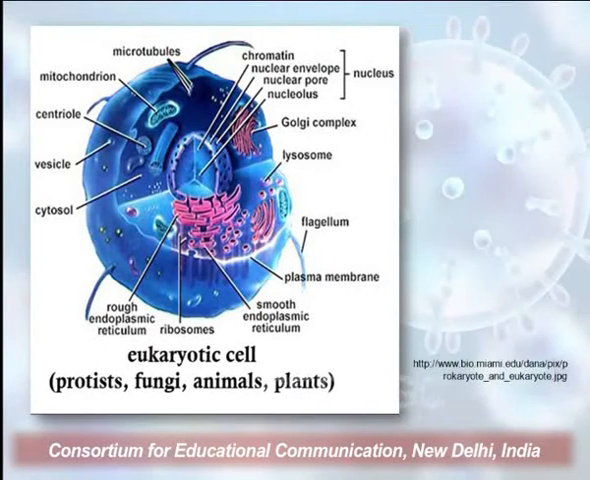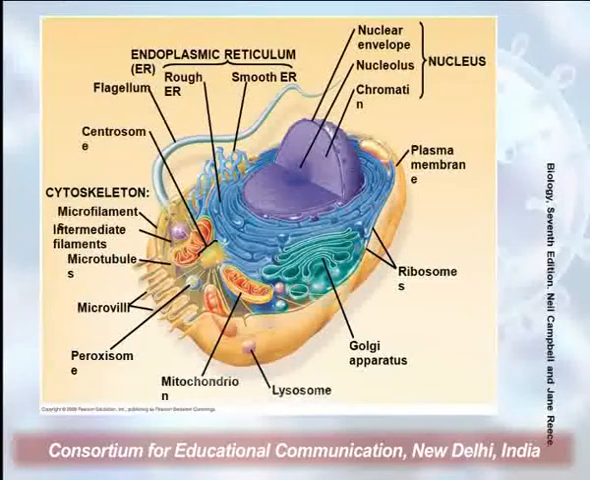So between the plasma membrane and the nucleus there is a region which is called the cytoplasm. Now, this is a cross-sectional structure of the eukaryotic cells, which majorly consists of the protist, fungi, animal and plant kingdoms. So, let's discuss the structural details of these eukaryotic cells. This is the structure of a eukaryotic animal cell which is shown here.